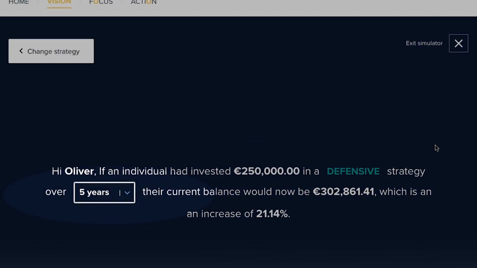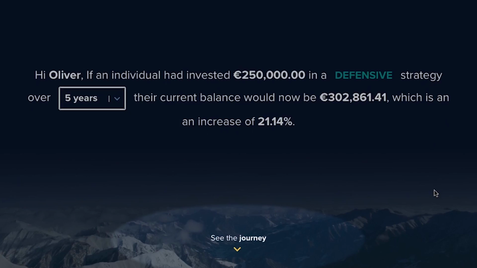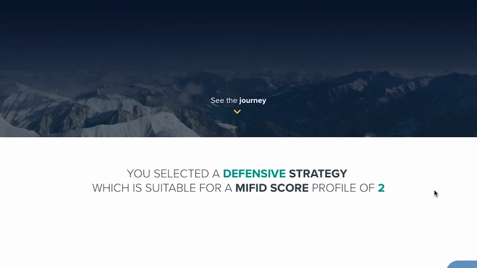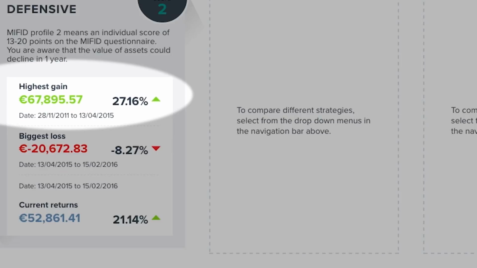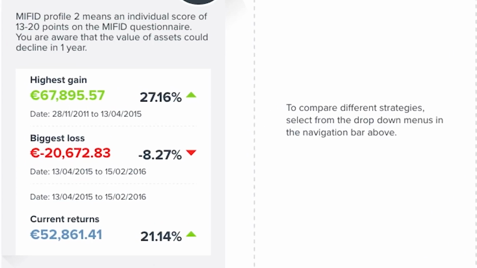This is particularly helpful if you want to jumpstart conversations around investing, especially if your clients or prospects are not familiar with the benefits and risks involved. The next step is to look at the investment strategy and what it means in context. If you scroll down, you see the selected strategy with its past highest gain and biggest loss.